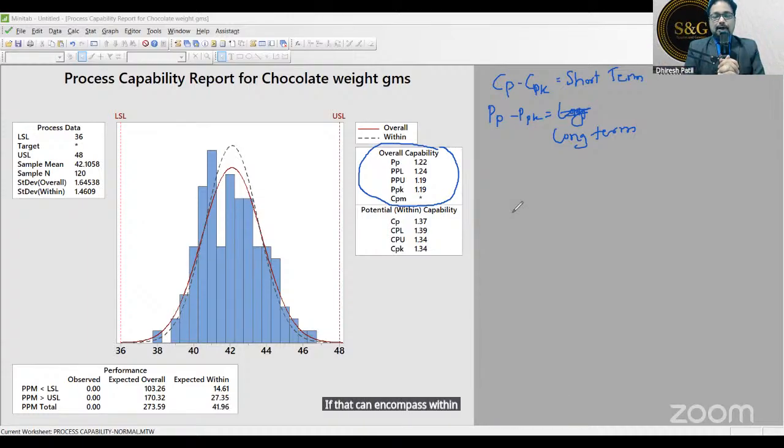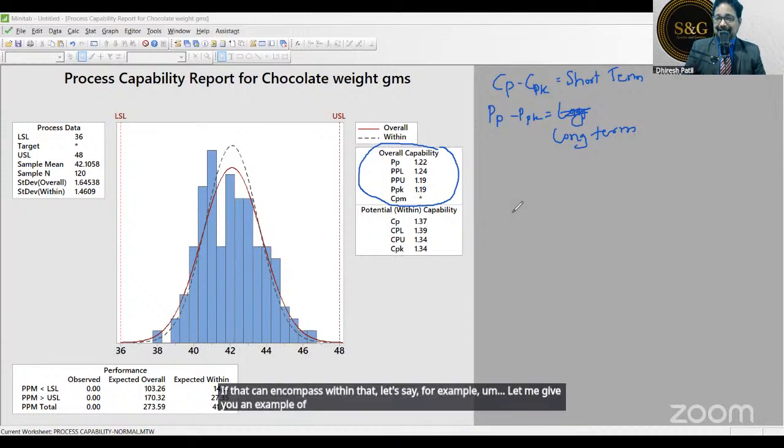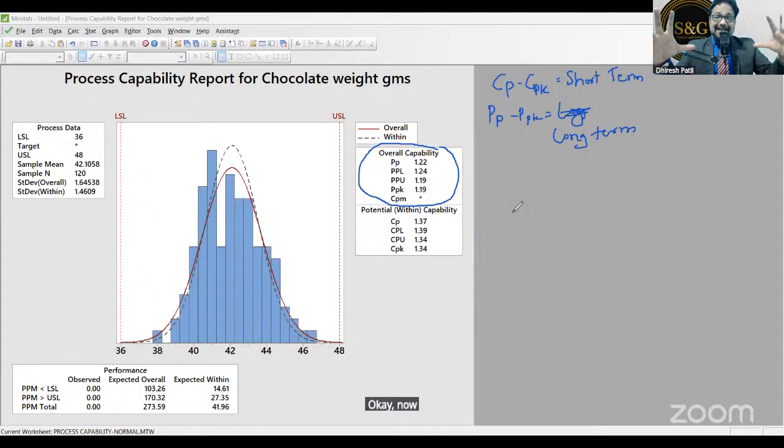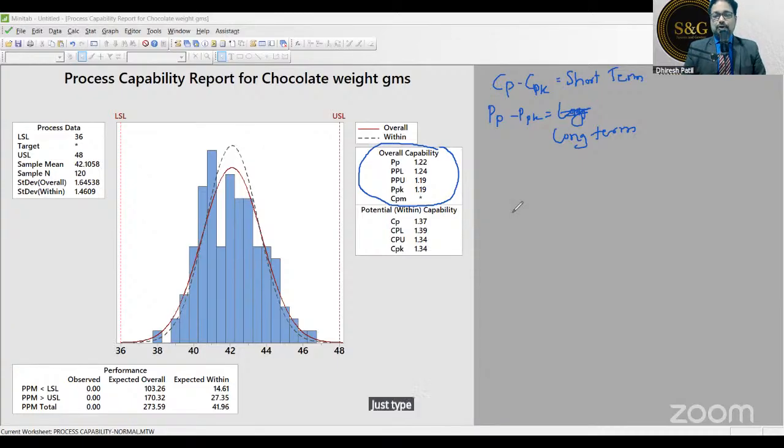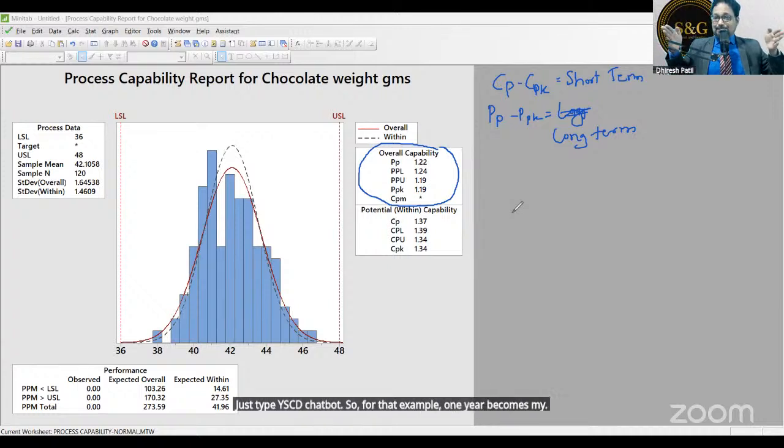Let me give you an example of cold drink sales. Cold drink sales go up during the summer season and go down during the winter season, naturally. So to understand the performance of the cold drink sales process, you have to consider at least 1 year of data, and that becomes my long-term process capability. Are you clear with this? Just type yes in the chat box. So for that example, 1 year becomes my long-term data set.